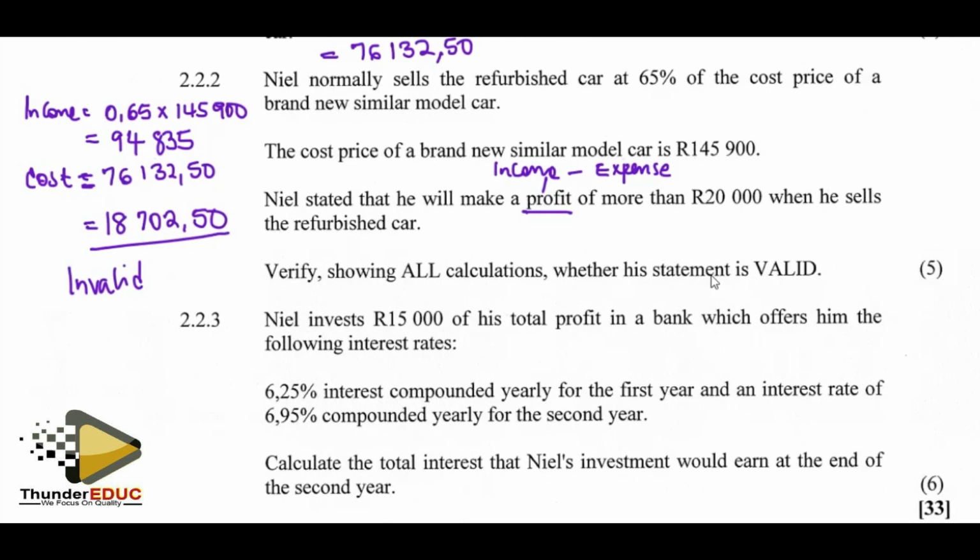Look for the income. This is the income. The cost, we already got it here. When you subtract the two, you don't get 20. This is the profit. Yes, it makes a profit, but it's not 20,000.